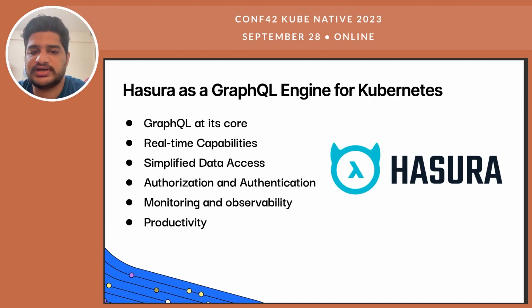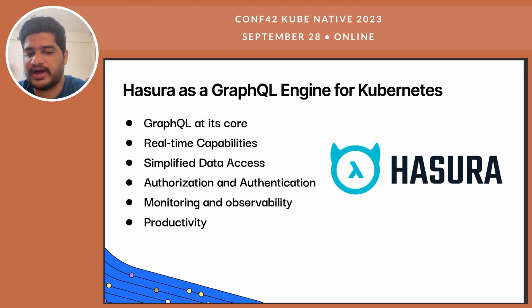The other thing is real-time capabilities. Hasura excels in providing this for GraphQL subscriptions, and this means that you can easily implement features like live updates, notifications, and interactive user experiences. And in a Kubernetes environment where you might have dynamic scaling and a distributed architecture, Hasura's real-time functionality seamlessly integrates, ensuring that your applications remain responsive and up to date.